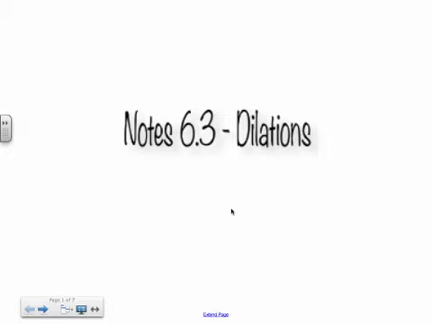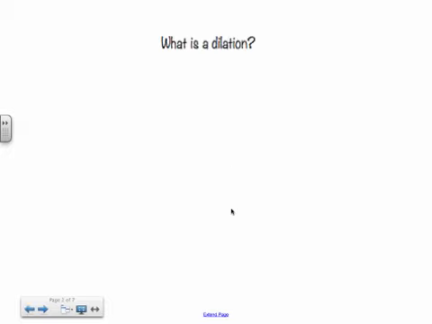So if you could look at the first two questions that you see on your notes on page 7. The first question is asking you to write down what is a dilation. So let's write the definition of it down first, and then let's talk about what it really is. So if you could write this definition down.